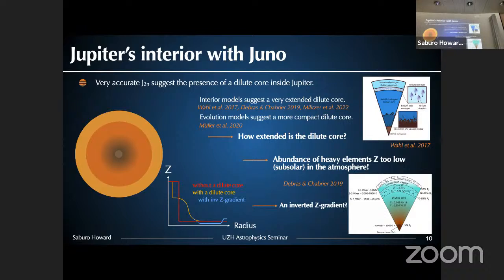So it's a bit counterintuitive, but you will start in the very outer region, in the atmosphere of the planet, with a significant enrichment of the atmosphere, and then you would have this inverted Z gradient in order to have a region of very low abundance of heavy elements. But I'll get back to that later in the presentation. So this was to give you the context of how we study Jupiter's interior and what are the current questions.